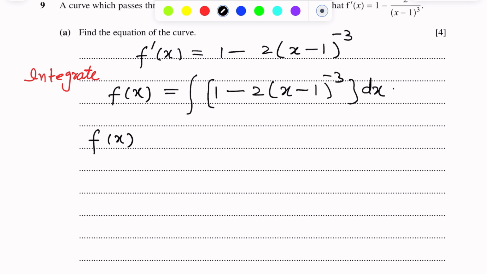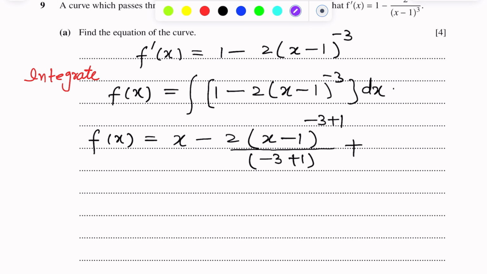f(x) will be integration of 1 will be x, minus 2 remains as such, (x minus 1) power minus 3 plus 1 over minus 3 plus 1, plus c. This c is the constant of integration.